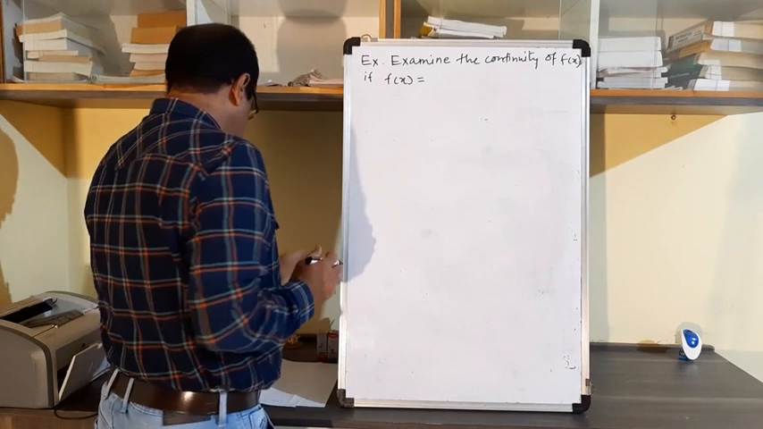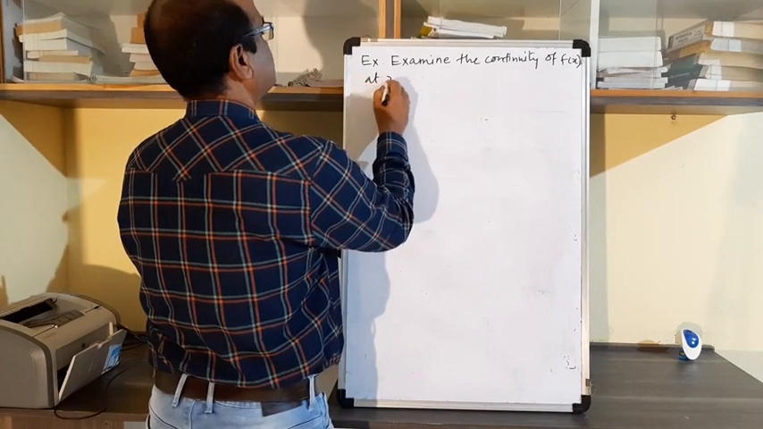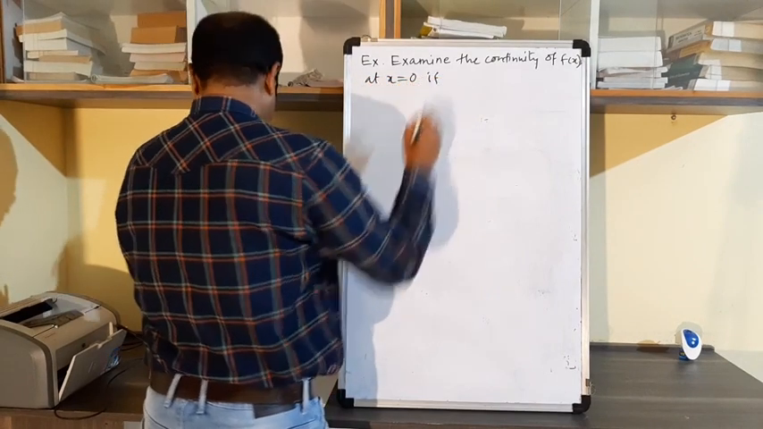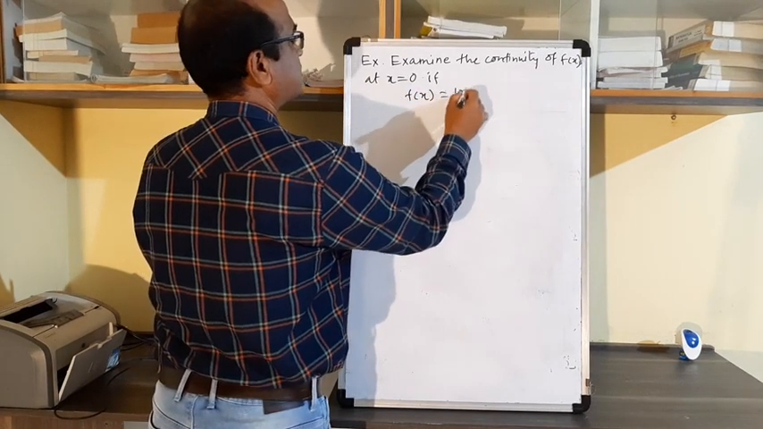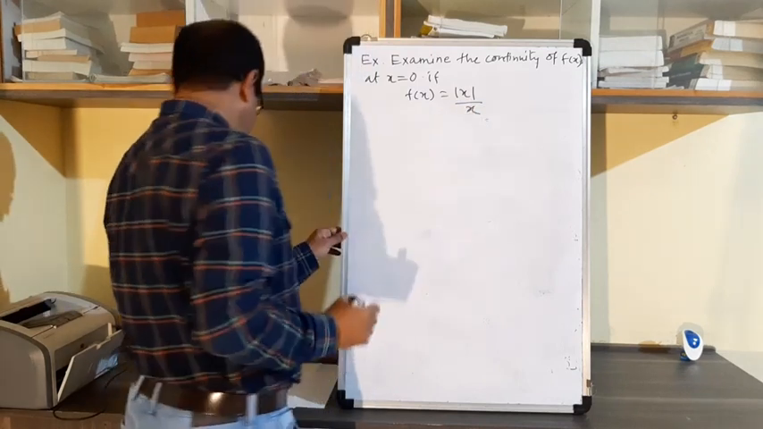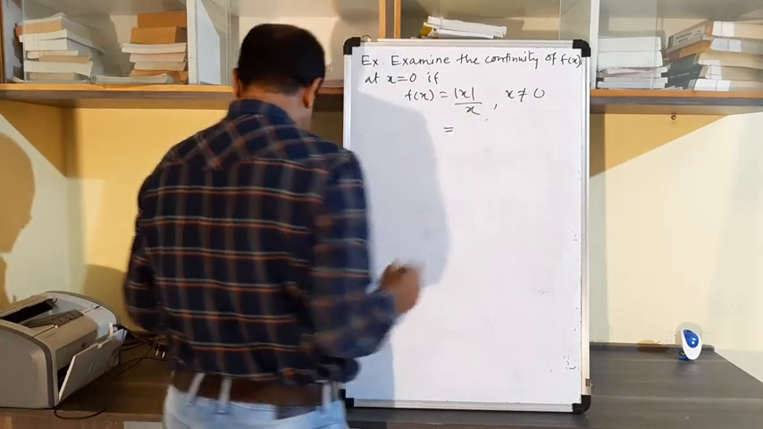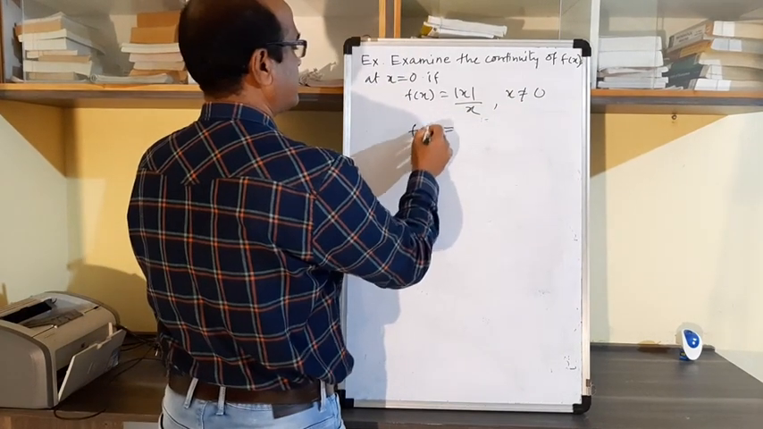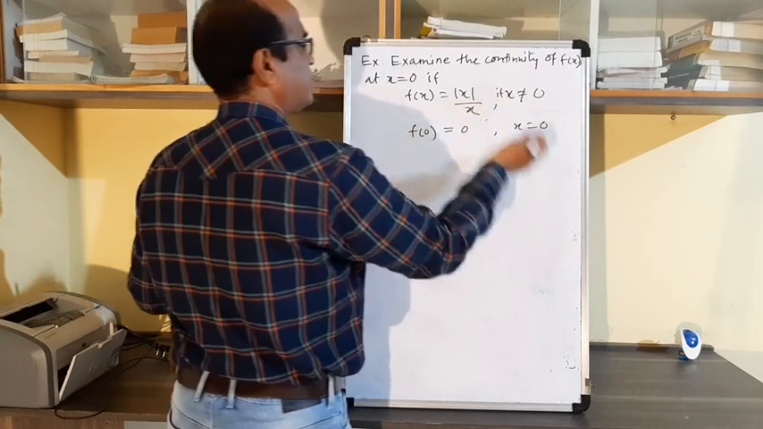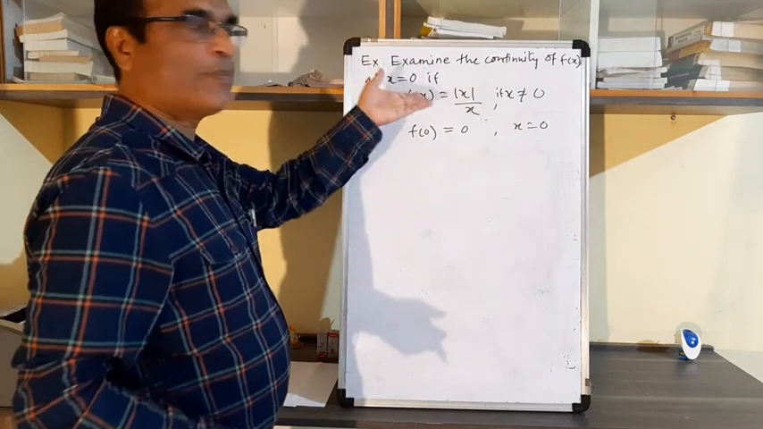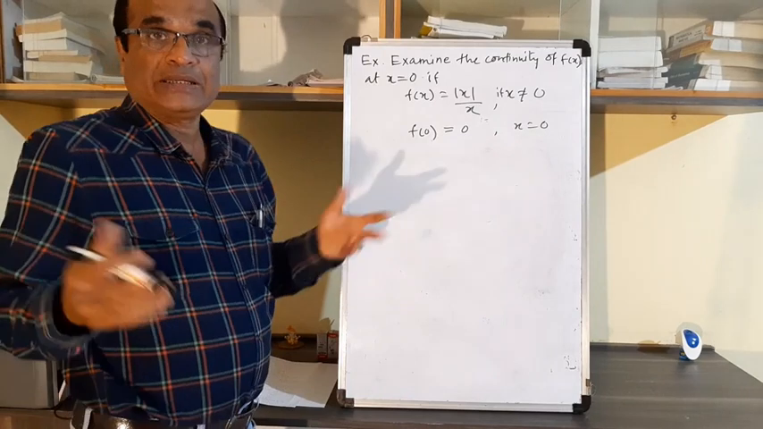Okay. Examine the continuity of f(x) at x is equal to 0. So what is f(x)? f(x) is mod x upon x, where x is not equal to 0, and otherwise f(0) is equal to 0 when x is equal to 0. So we test the continuity of the given function at x is equal to 0.